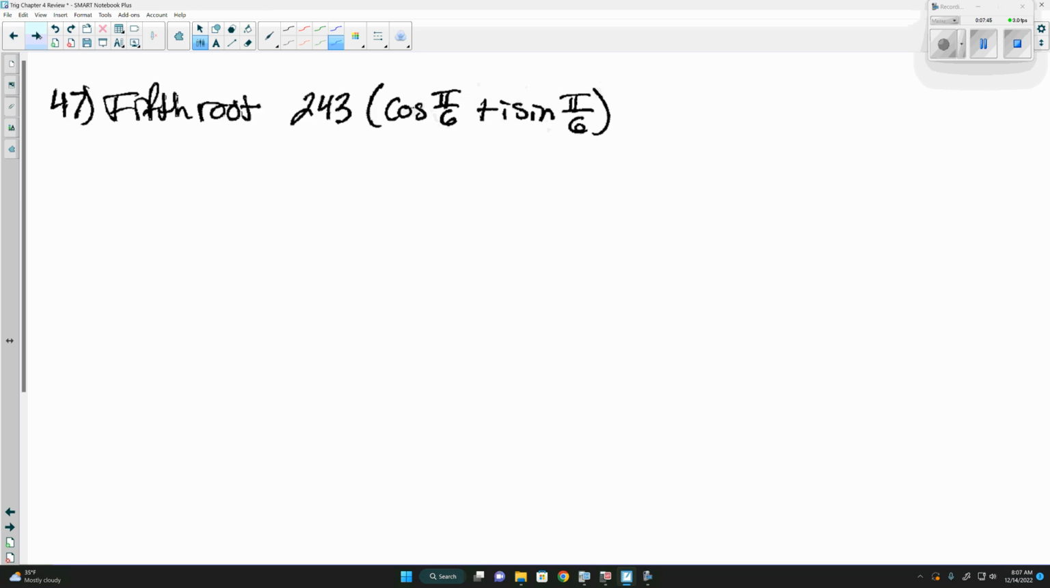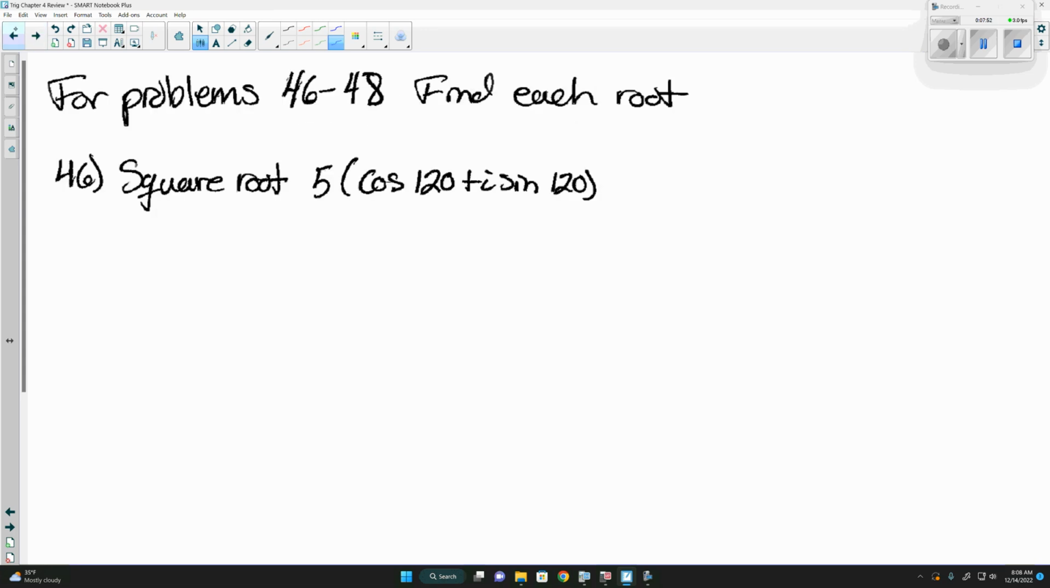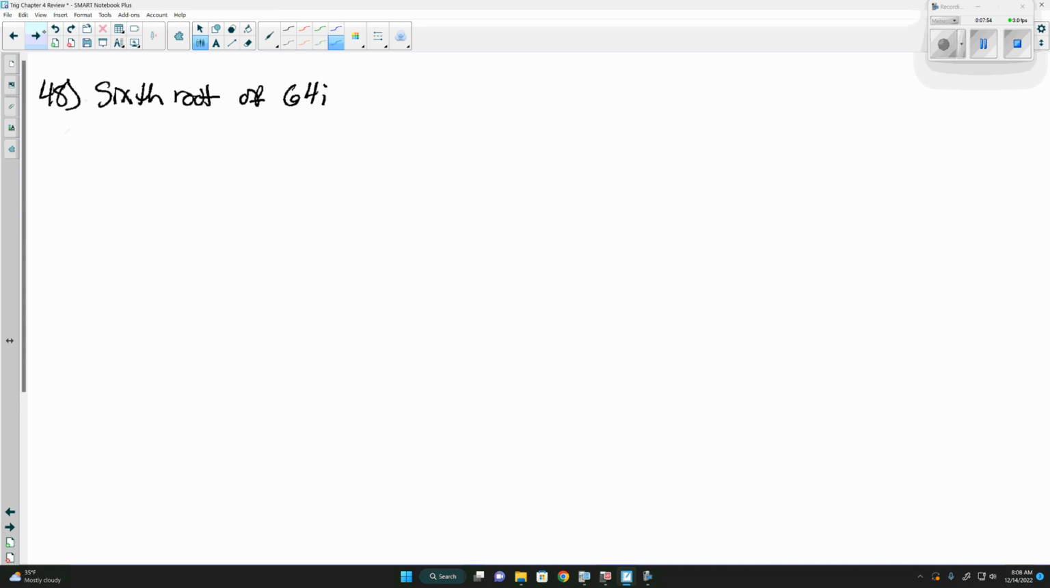Oh, wrong way. Well, both of these are... so fifth root, sixth root, 46, 47, or 48. Which one of those do y'all want to look at?